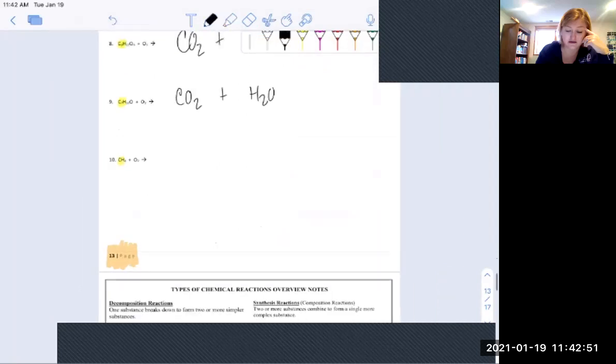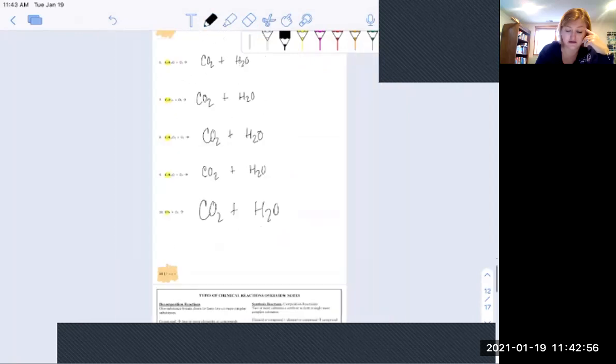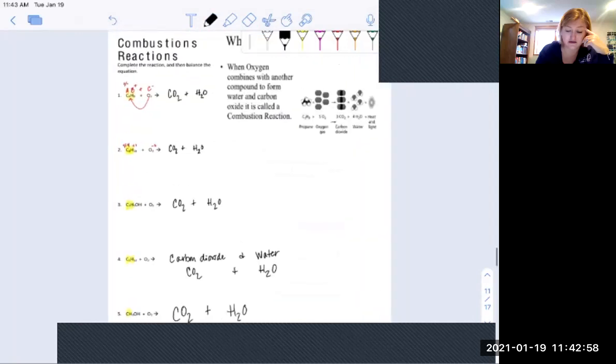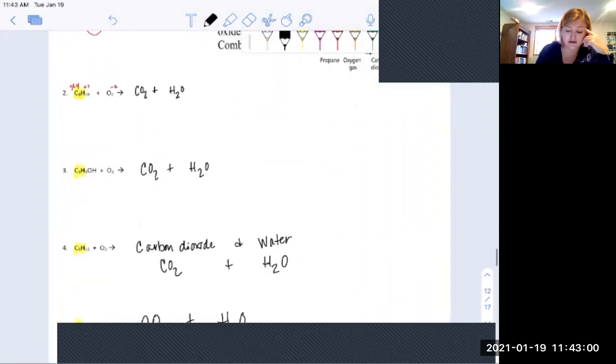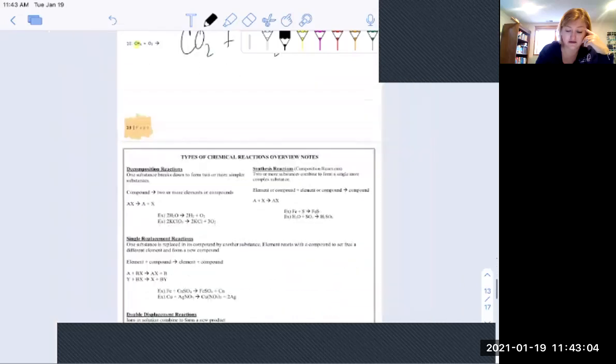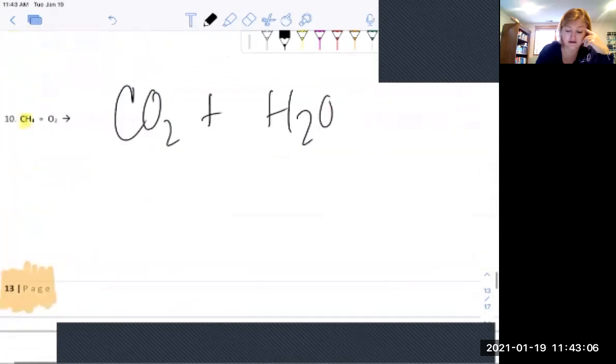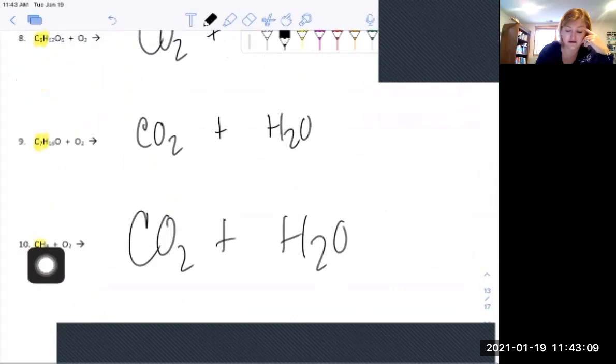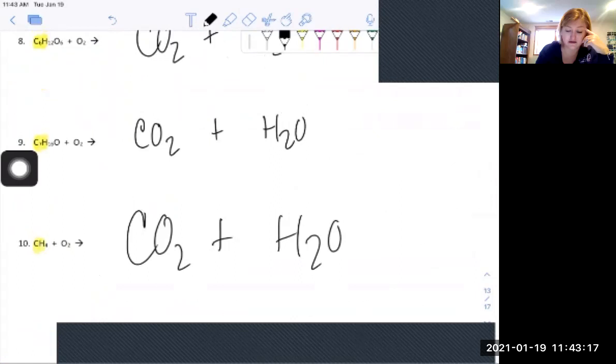You can see how long it took us to finish all these. And guess what? They all have the same answer: carbon dioxide and water. That's the key to doing combustion: identifying if it's a combustion reaction because you have a carbon hydrogen starting with oxygen, and your products every single time will be carbon dioxide and water.